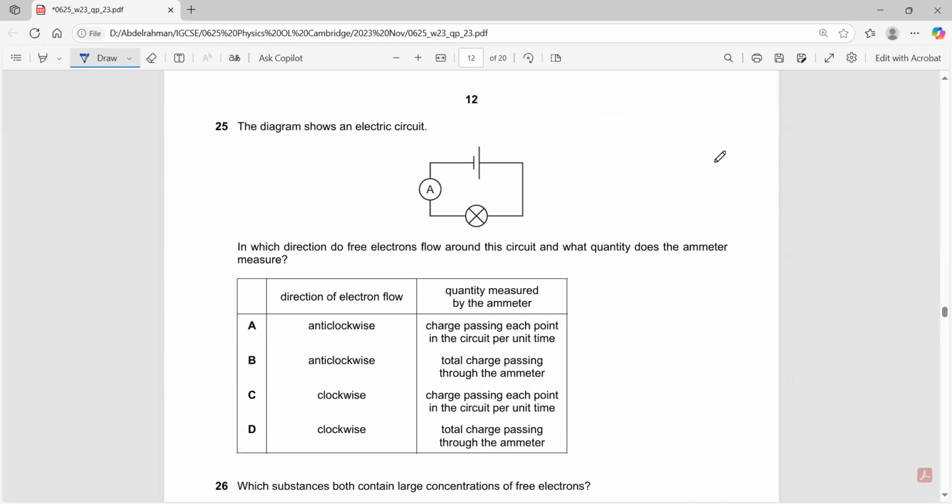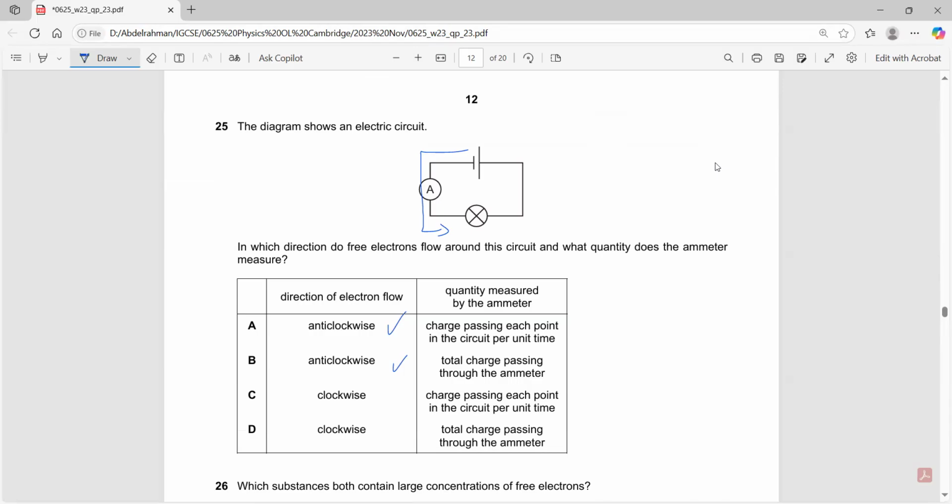Diagram shows an electric circuit. In which direction do the free moving electrons move? And what is the quantity measured by the ammeter? Free moving electrons move from the negative terminal to the positive terminal, right? In an anti-clockwise manner.